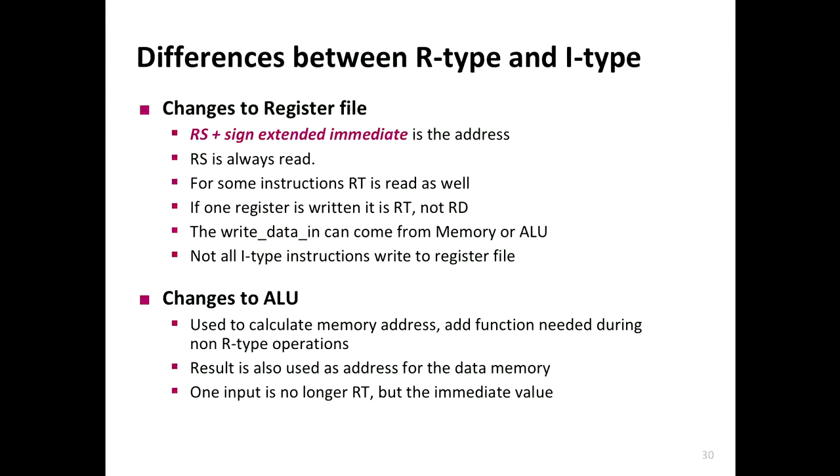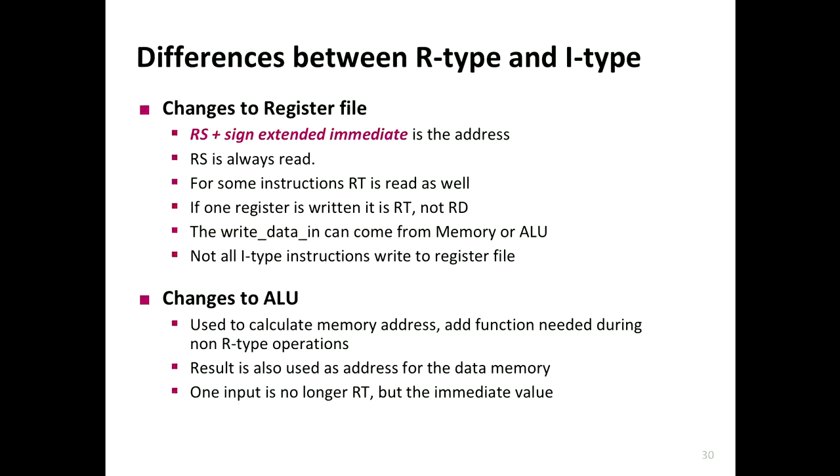And also we need to do some changes to the ALU. Because if you're no longer going to use the ALU just to compute from the source operands, you're going to use it to actually calculate the memory address as well, for example, in the case of the load word instruction. And the result is also used as the address, right? So you're going to use the address that is effectively computed here as another address for the data memory in some cases.